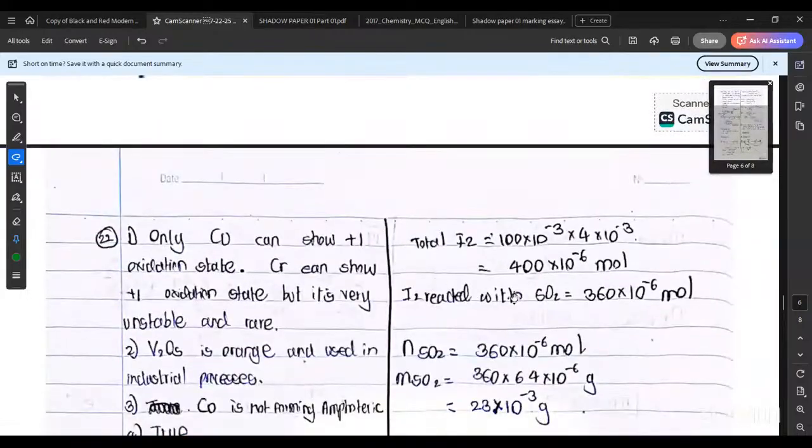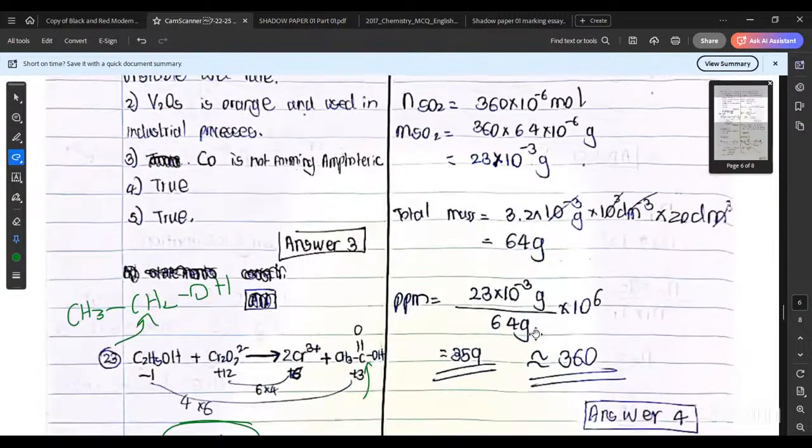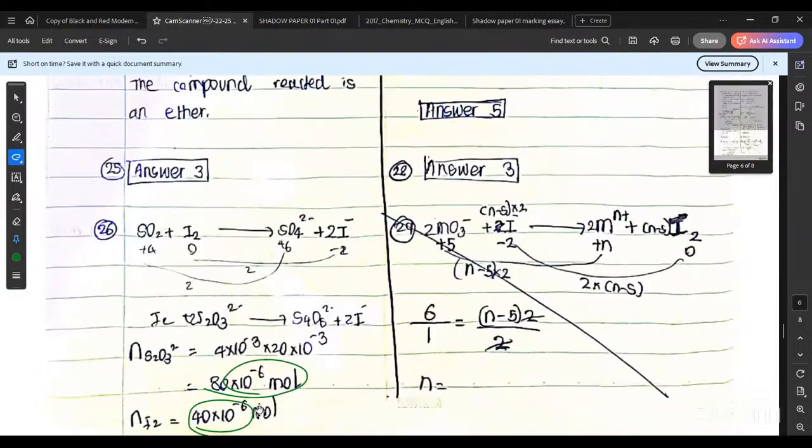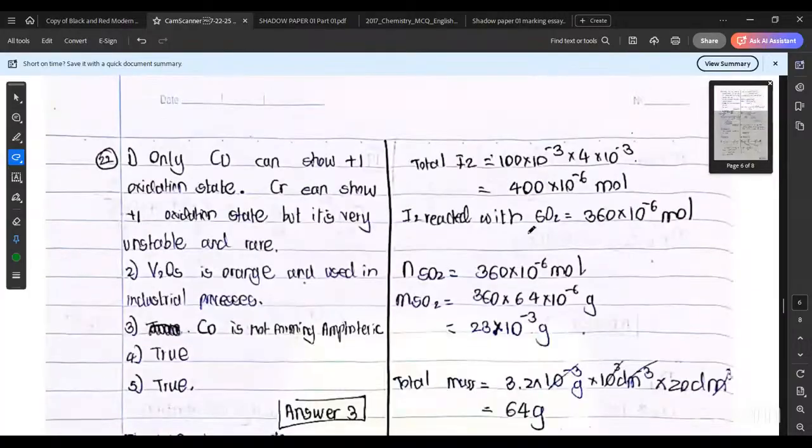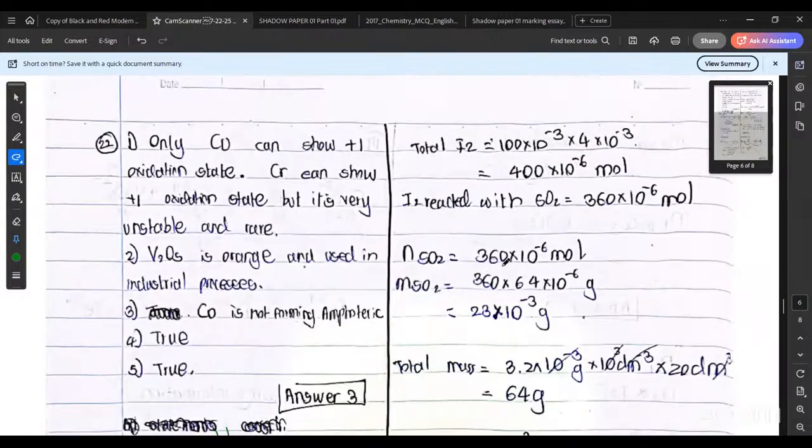And then that's the total number of moles of I2. You can calculate using the amount they have put in. And then you can find the I2 reacted with SO2 by just subtracting this one from this one. And then you can find 360 × 10 to the power minus 6 moles. The number of moles of SO2 will be 360 × 10 to the power minus 6 moles.